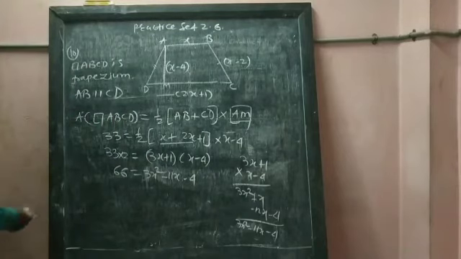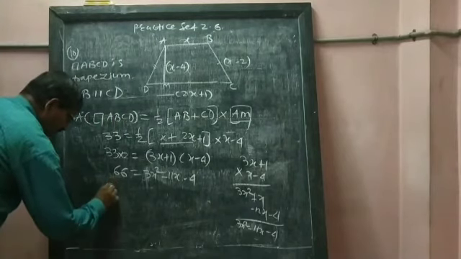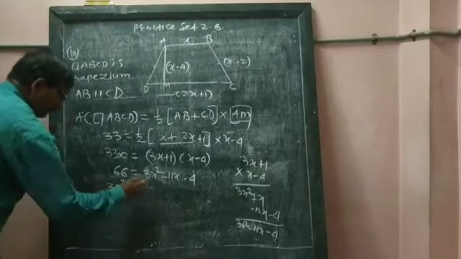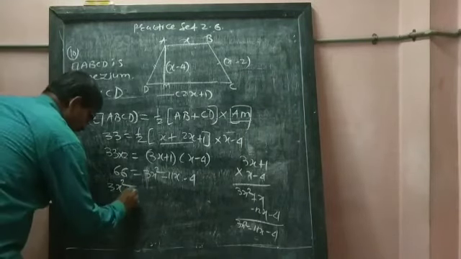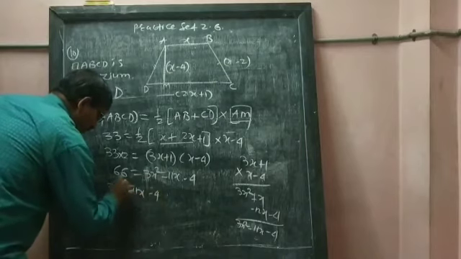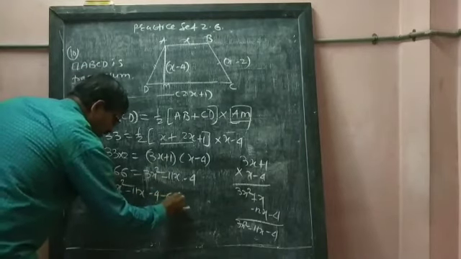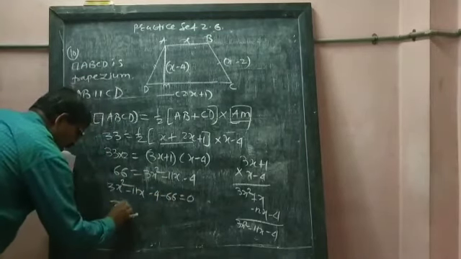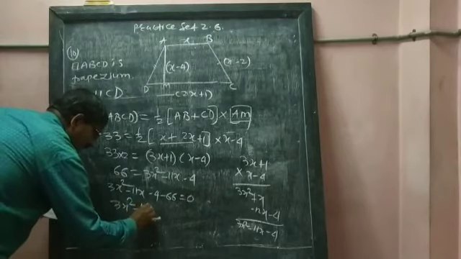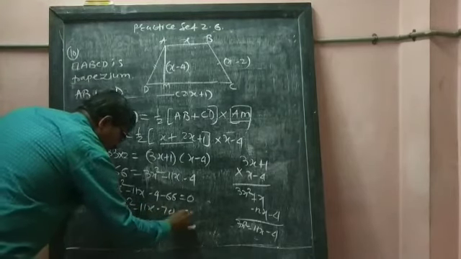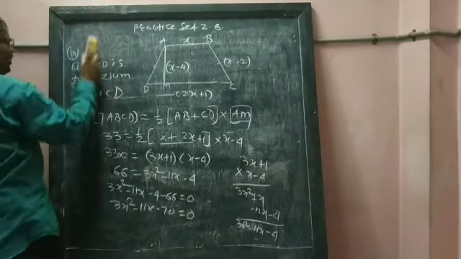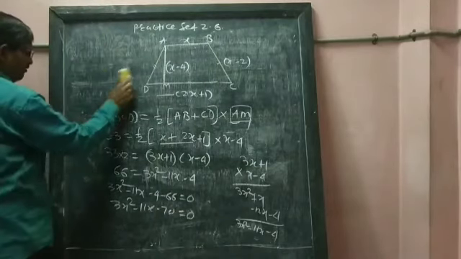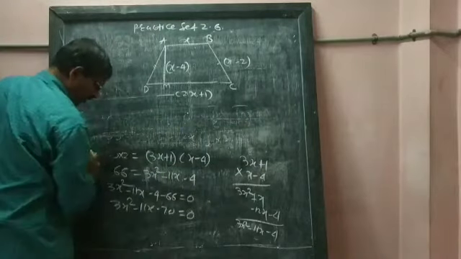Now take all this to one side. 3x square minus 11x minus 4, the 66 goes there, becoming minus 66. Thus 3x square minus 11x minus 70 is equal to 0. Again there is little space, so I have to take it up. So I will erase this from the beginning and we will continue.